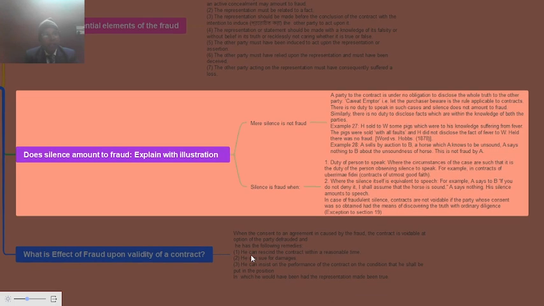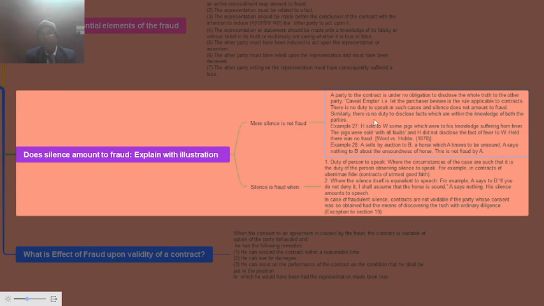Next, does silence amount to fraud? Explain with illustration. There are two types. Mere silence is not fraud, or silence is fraud when something happens. So, mere silence is not fraud. A party to a contract is under no obligation to disclose the whole truth to the other party. Caveat emptor, that is, let the purchaser beware, is the rule applicable to contracts. There is no duty to speak in such cases and silence does not amount to fraud.